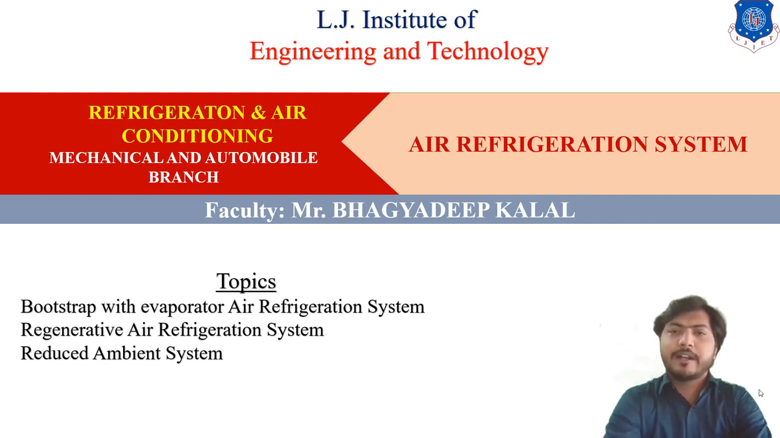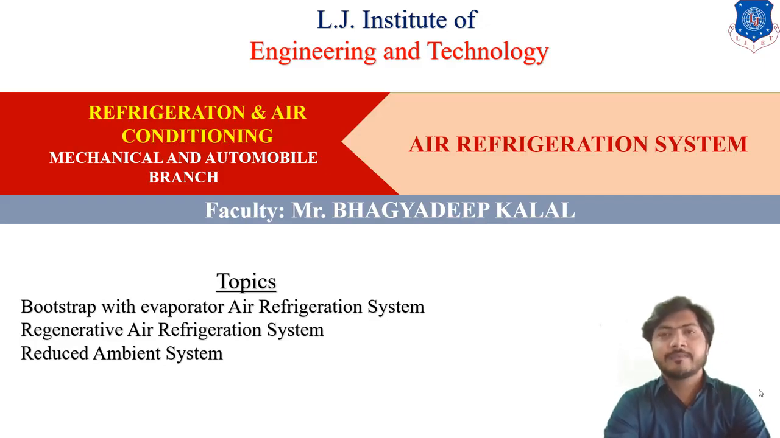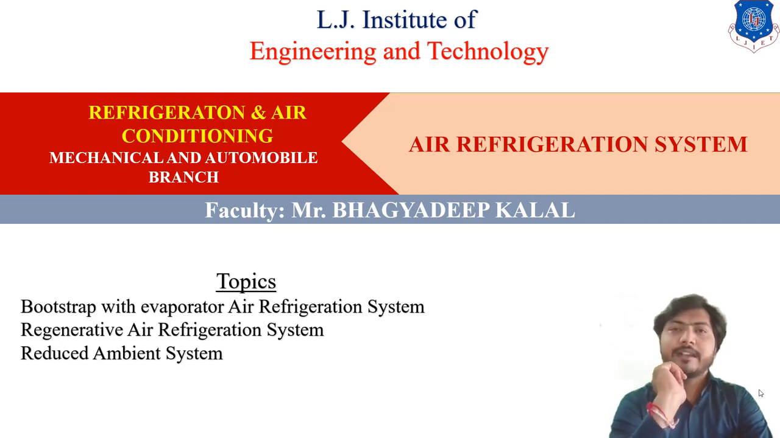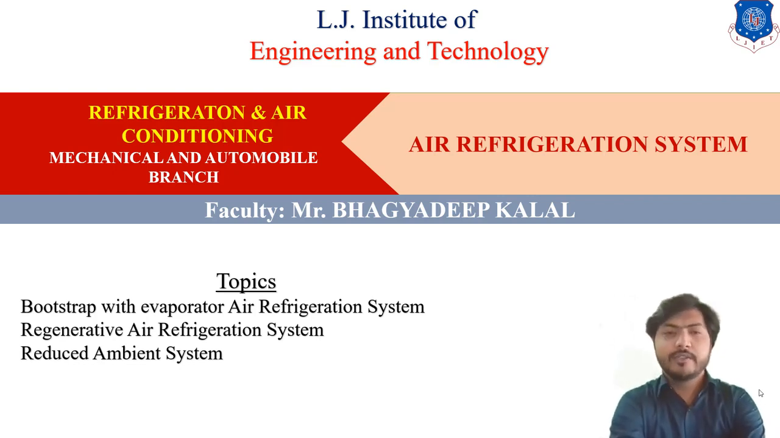So today I discuss part number 3 of air refrigeration system, that is the air refrigeration cycles which are used in aircraft systems. The first cycle is a bootstrap with evaporator air refrigeration system, the second cycle is a regenerative air refrigeration system, and the third and last one is a reduced ambient system. Okay, so let's start to explain the bootstrap with evaporator air refrigeration system.